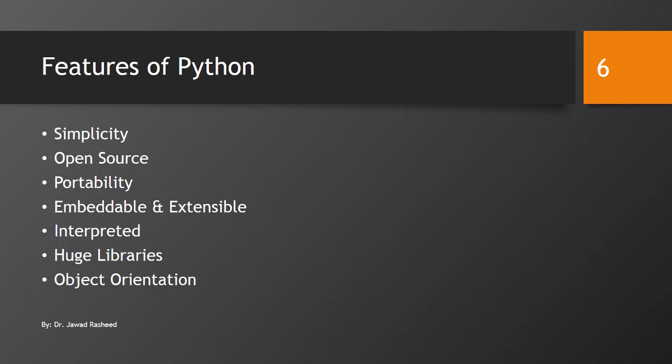The next feature is the interpreted feature. It is interpreted line by line, which means the management of memory and CPU, and the debugging of the code, is much simpler.